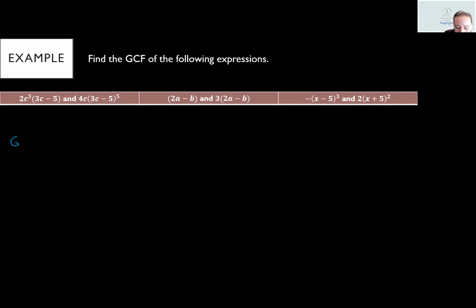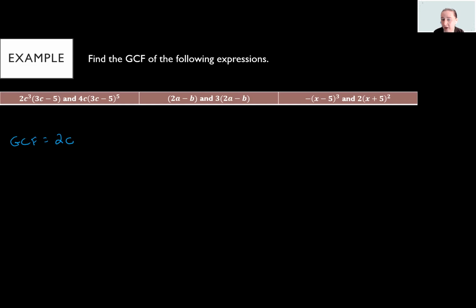So we focus on the numbers 2 and 4. The largest number I can divide out of both of those is 2. Then we look at just the c's by themselves. We've got the c cubed and the c. So just a plain c, that's a smaller exponent than a c cubed. So I'm going to write down c.